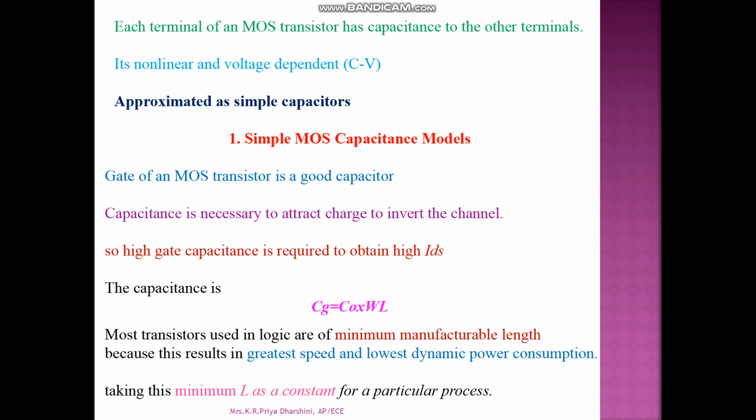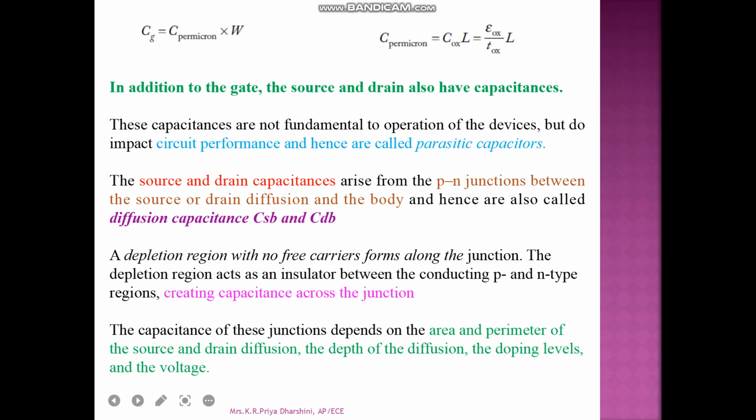Most transistors used in logic are of minimum manufacturable length, because this results in greater speed and lower dynamic power consumption, taking this minimum L as constant for a particular process. Cg and C per micron: Cg is equal to C per micron into W. C per micron is equal to C_naught_X into L, equal to epsilon_naught_X divided by T_naught_X into L.